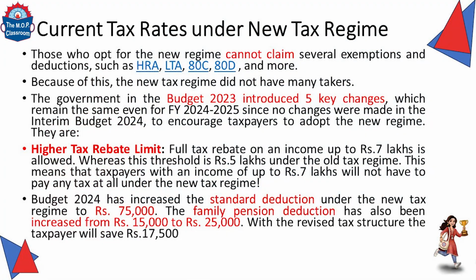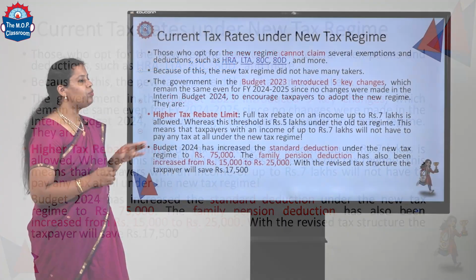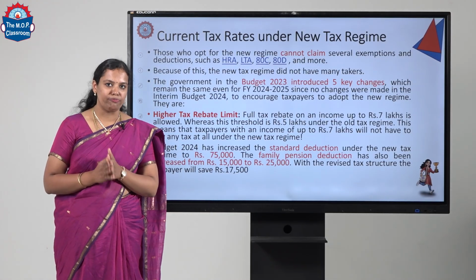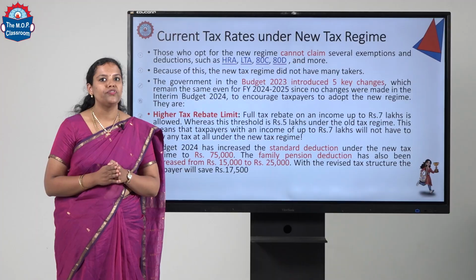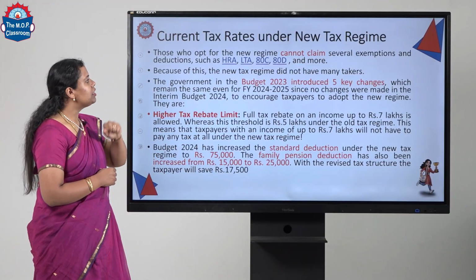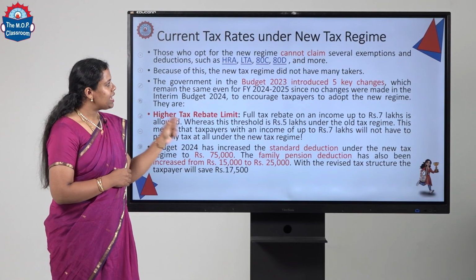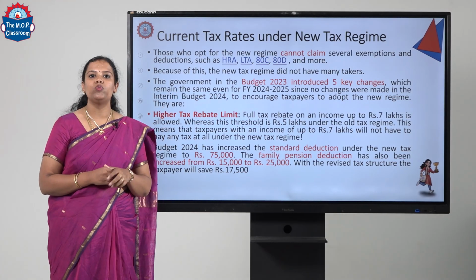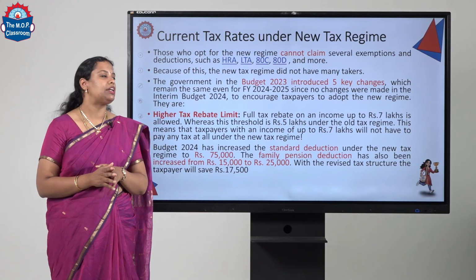So these are the current tax rates under the new tax regime, where we see what deductions are available or not available here. Basically, whatever we have claimed in terms of insurance, NPS, and PPF are not available under the new tax regime here. Several exemptions and deductions cannot be claimed, such as HRA, LTA, 80C and 80D, which are mostly commonly claimed by all salaried individuals here.